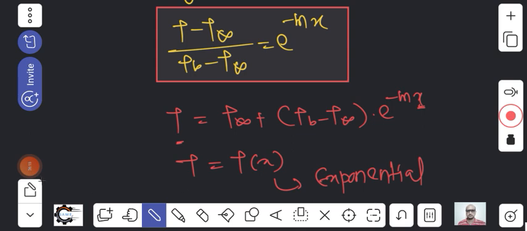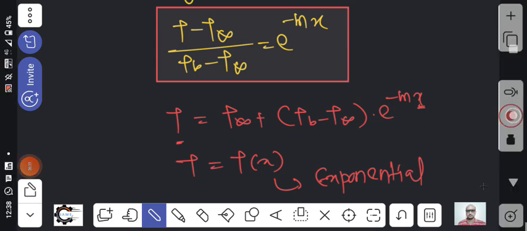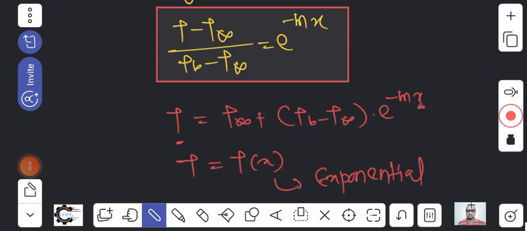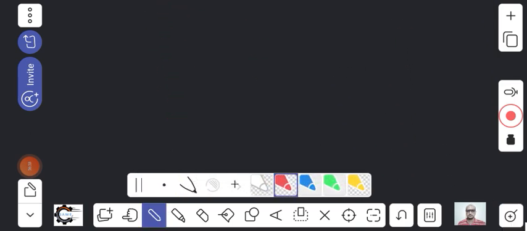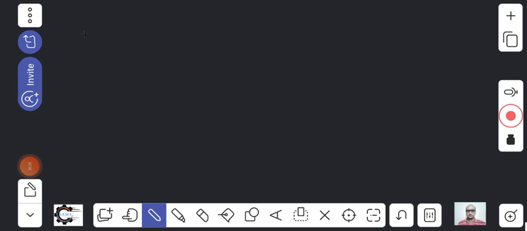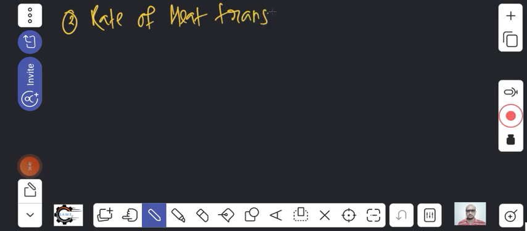Right, you understood this analysis. Now the second part of this is the rate of heat transfer, right? The second objective is the rate of heat transfer, which means finding Q dot. This is the rate of heat transfer.